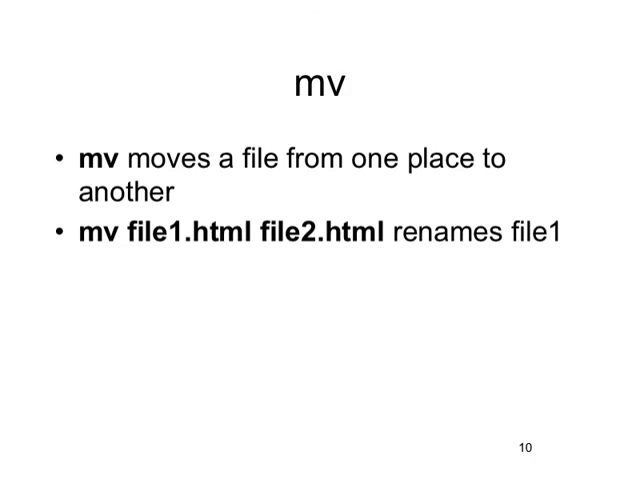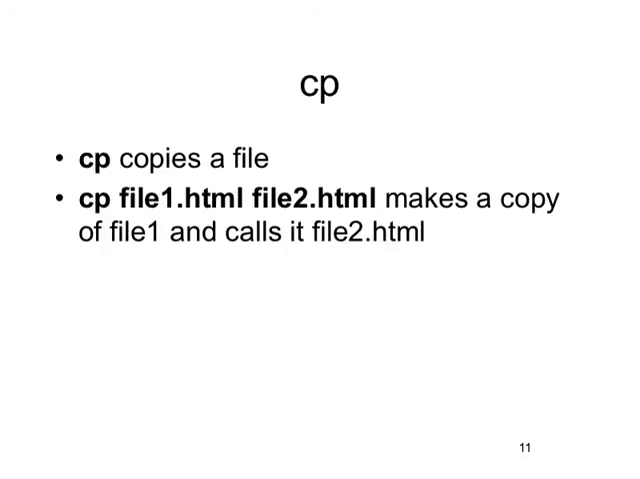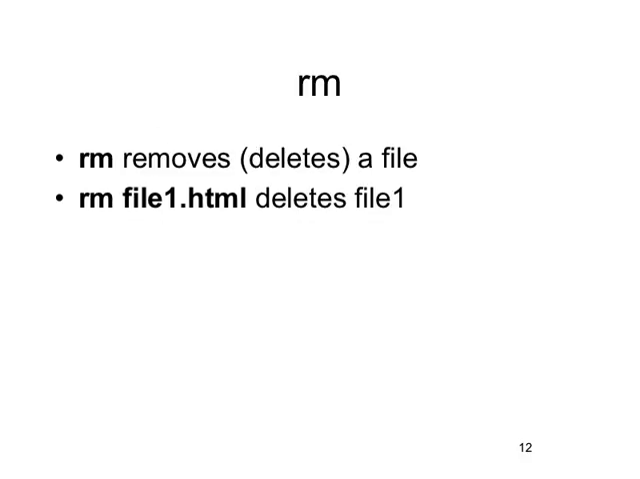Move will allow you to move a file from one place to another, but we're not going to do that. cp copies a file from one place to another, so you could make a copy with a new name or make a copy with the same name in a new location. We're not going to do that either. rm removes a file. So it's basically how you delete something.